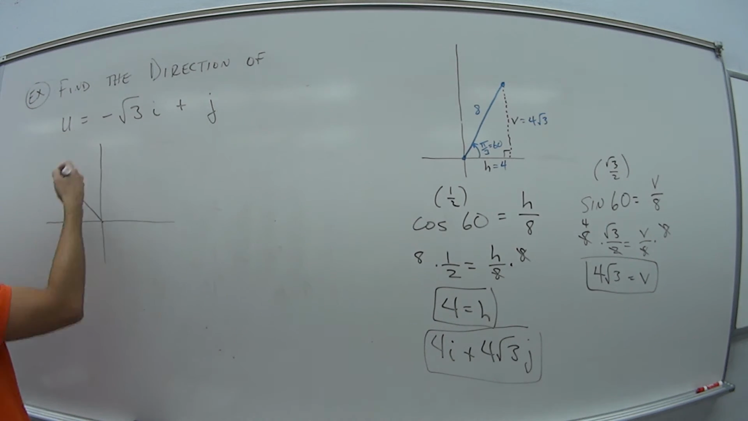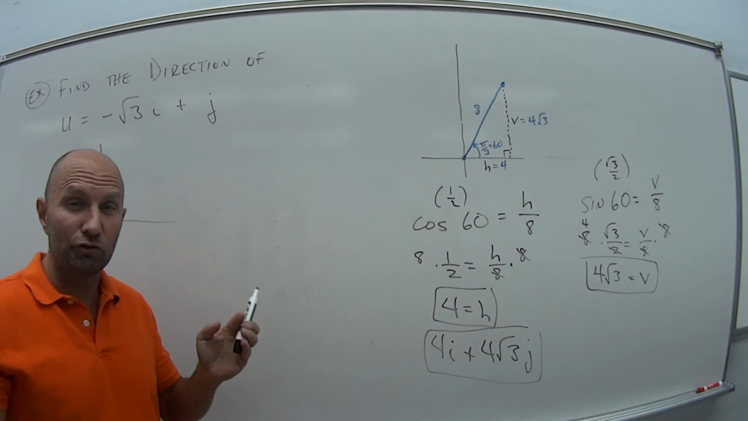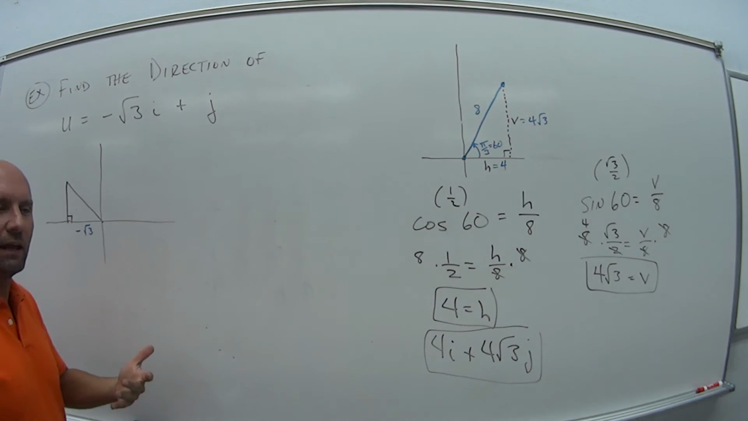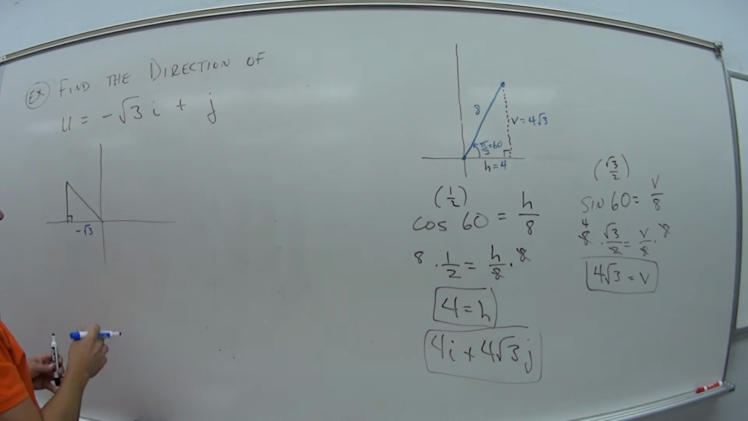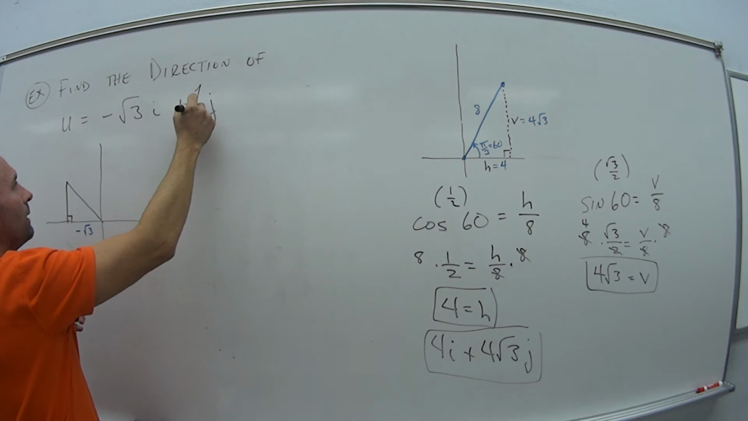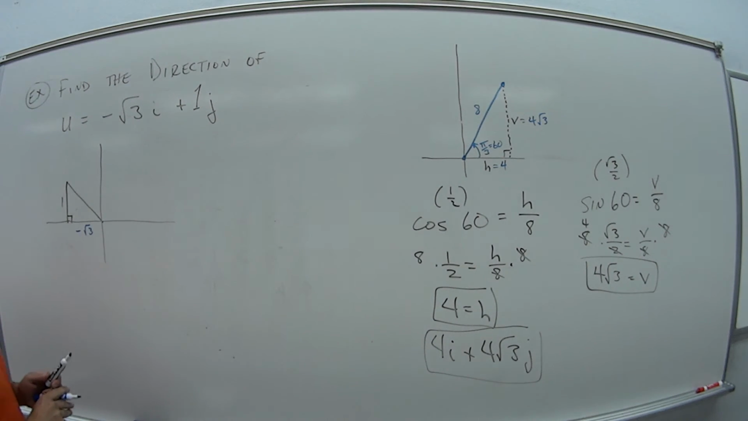our horizontal component is negative square root of 3. So these are similar to our build the triangle problems, where the side of this triangle is negative square root of 3, but really what it just means is we're moving that many units to the left. And then this is sort of an invisible 1 here, so don't forget about that guy. So we're moving up 1 unit.